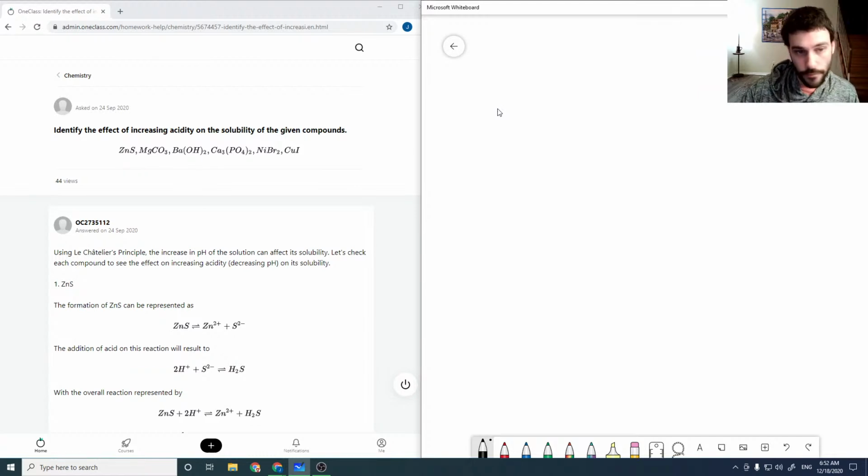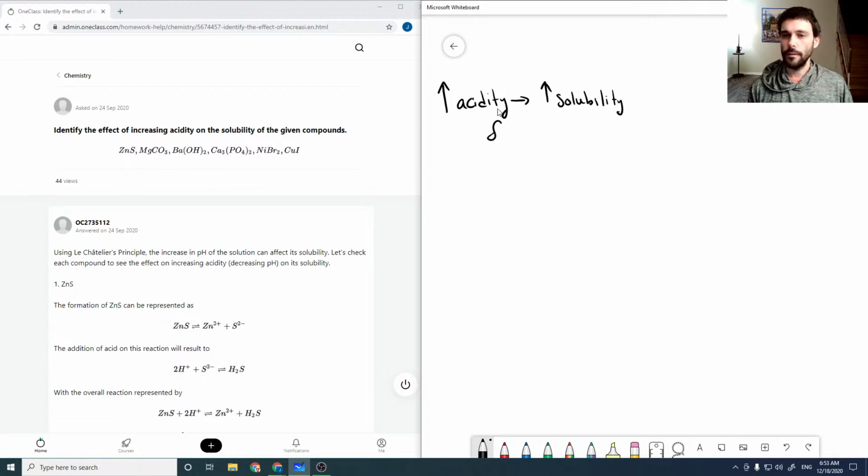Okay, so identify the effect of increasing acidity on the solubility of the given compounds. To start off, from Le Chatelier's principle, we're going to expect that increasing acidity is going to increase solubility for basic solutions. And we should be able to verify this anyway.